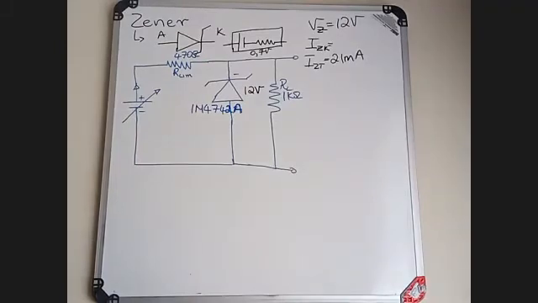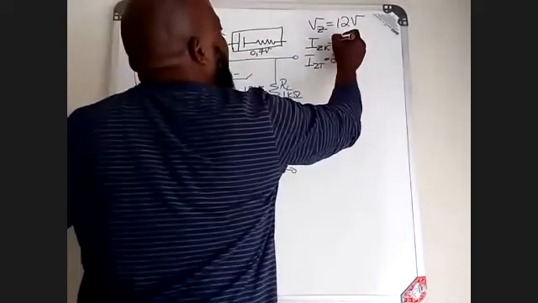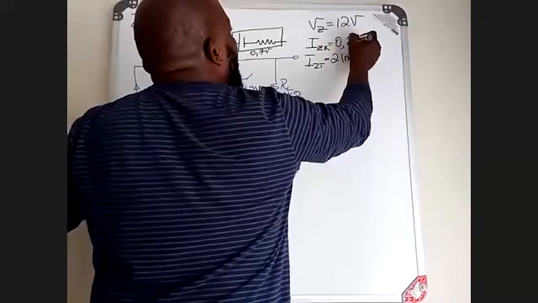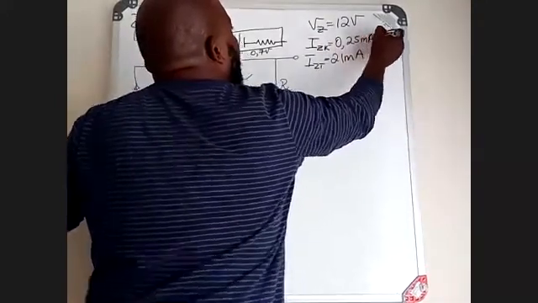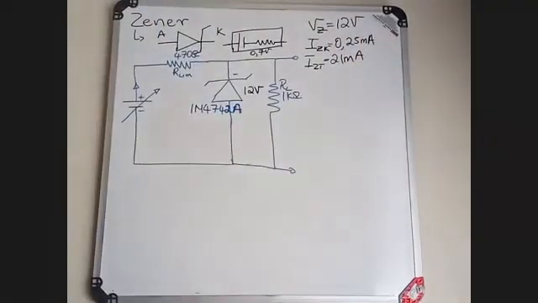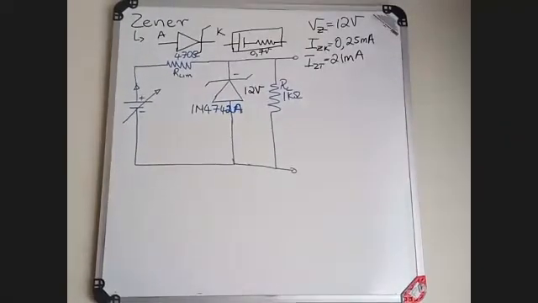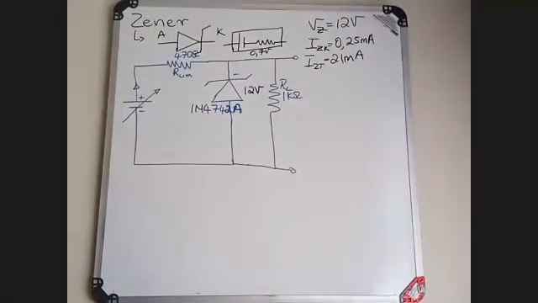Then I will ask, what is my Zener knee current? The Zener knee current is represented by IZK. In this case, your IZK is given as 0.25 milliamps.